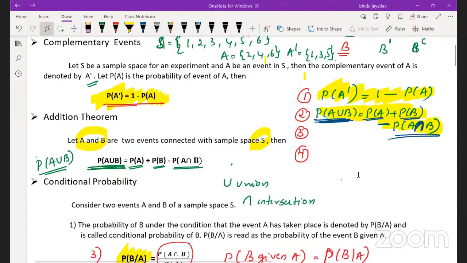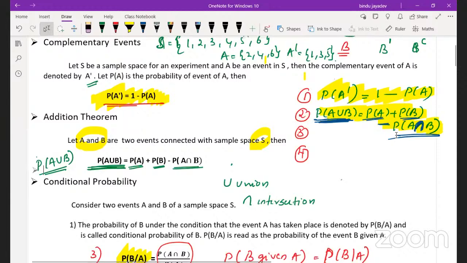There are 4 formulas. One is for the complementary event, P of A dash. A is the event, then A dash is called the complementary event. A raised to C can also be written, that is also right, and in some books it can be written A bar. All 3 notations are right. P of A dash equals 1 minus P of A. That is called the complementary event.